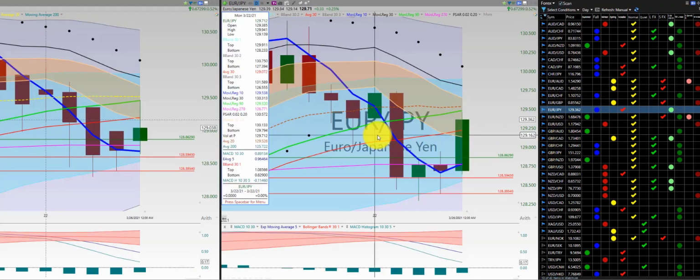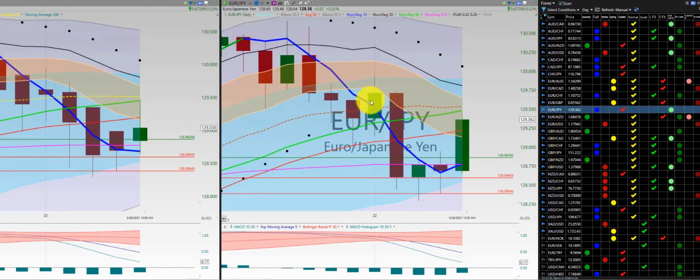Euro, Japanese yen, no trade here. This was green. This was part of the last week. Was in this trade and then out for a loss here right at the RL270, and no further trade for the rest of the week.